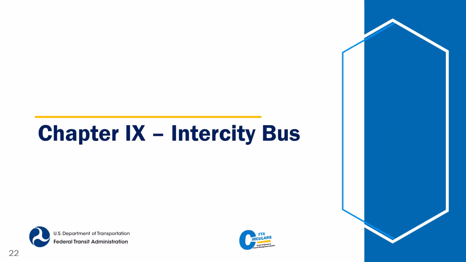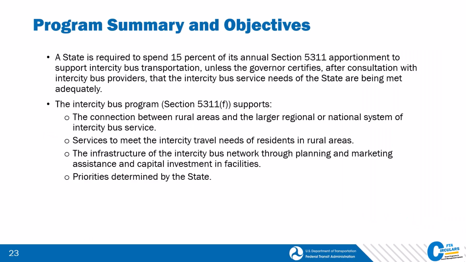Chapter 9 pertains to the intercity bus program. The state is required to spend 15% of its annual Section 5311 apportionment to support intercity bus transportation, unless the governor certifies, after consultation with intercity bus providers, that the intercity bus service needs of the state are being met adequately. In many states, intercity bus service is a vital link between otherwise isolated rural communities and the rest of the nation. One objective of the funding for intercity bus service under Section 5311 is to support the connection between rural areas and the larger regional or national system of intercity bus service.